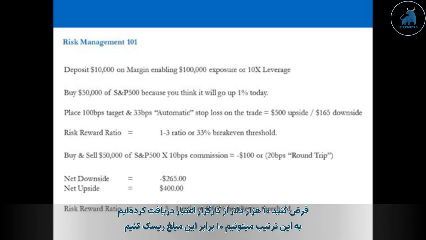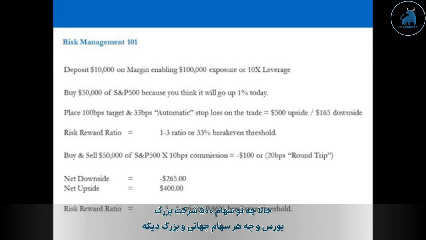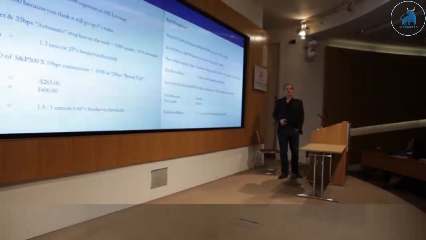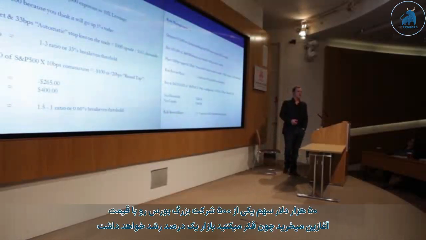So you've got $10,000 in your trading account, and the broker will enable you to take exposure of 10 times that in the S&P 500 or in any large cap stock globally. So you decide, okay, today I'm feeling really clever. I'm going to buy $50,000 of the S&P 500 on the open because I think today the market's going to rally 1%.